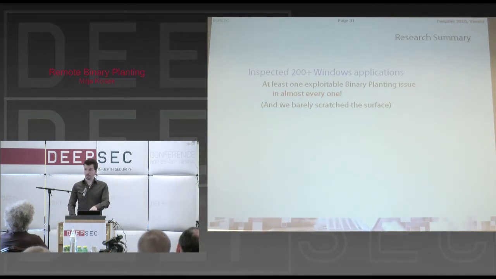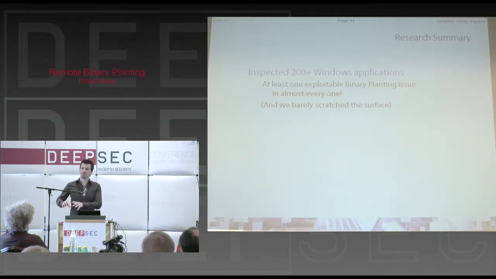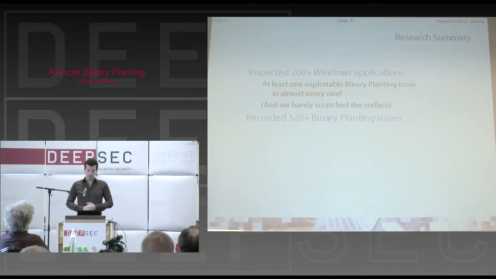We only scratched the surface. We didn't have time for free work so much to look further into these applications. So we just basically opened the files that were associated with these applications and tried to see if any DLLs or executables were loaded. And then we just browsed around the menus and did some stuff that was pretty obvious and easily reachable, and see if there were any suspicious loadings going on. So in these 200 plus applications, we found over 520 binary planting issues. So there were, on average, more than 2 vulnerabilities in each of these applications.